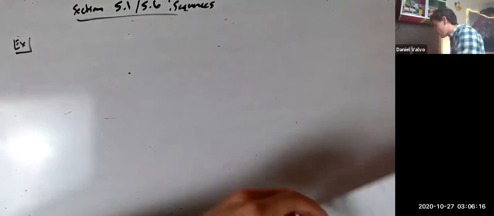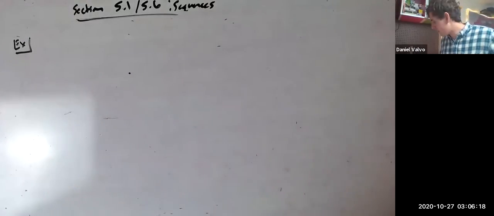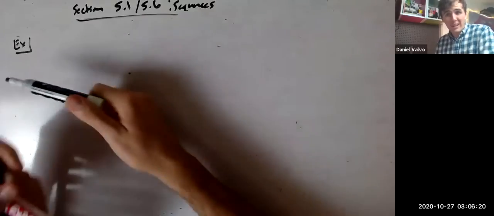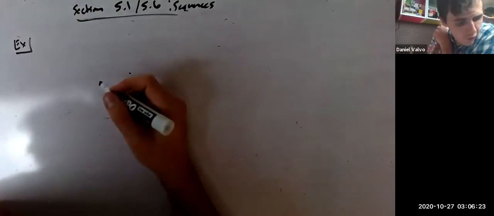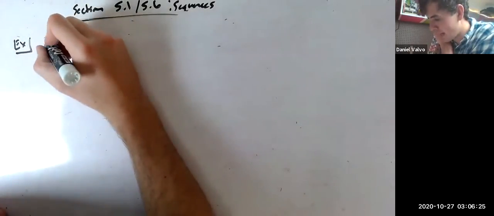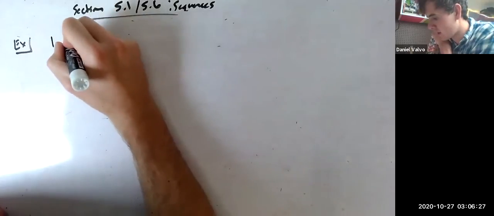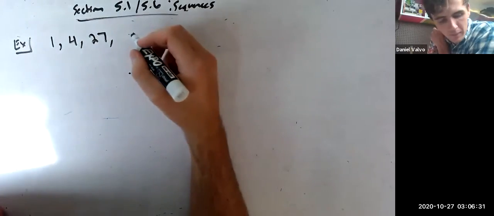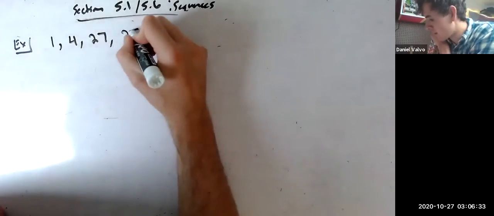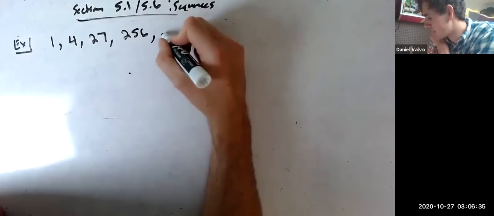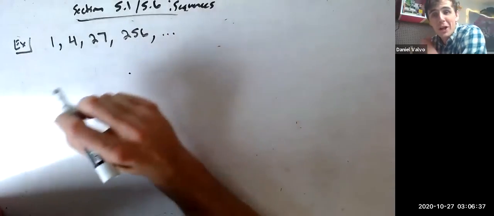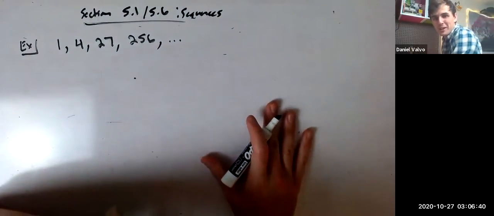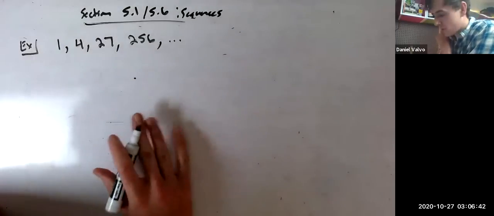So anyway, the more fun thing to do is to go from the written sequence to the explicit formula. So for example, what if I had 1, 4, 27, 256? If you're watching, play along at home. I have this sequence right here, and I want to write it in explicit form.